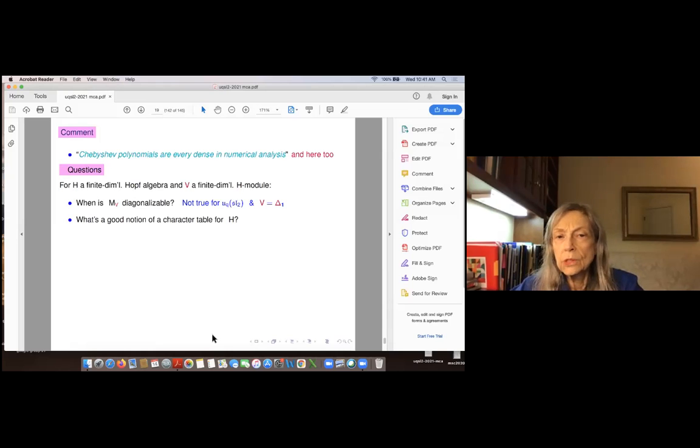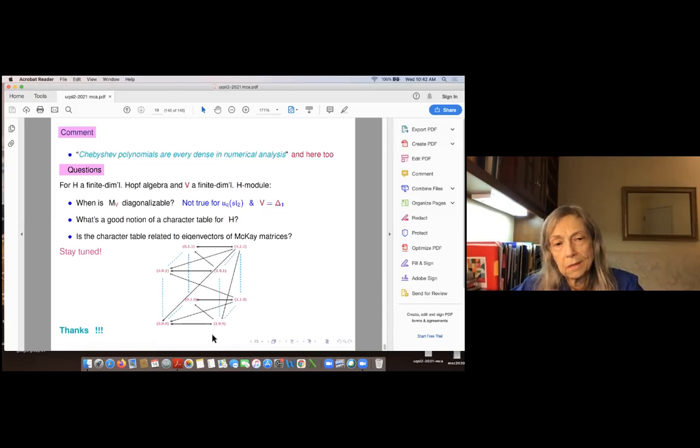Okay, what's a good notion of the character table for a Hopf algebra? There are a bunch of possibilities, but they all have assumptions, lots of assumptions on the Hopf algebra. Is the character table related to eigenvectors and McKay matrices? Thank you.